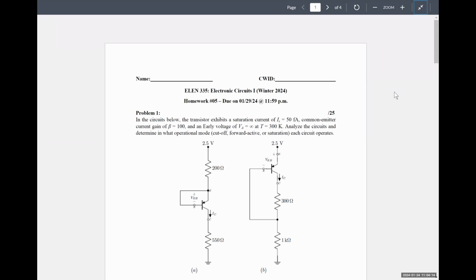And then if you compare VEC to VEB, if VEC is greater than VEB, it's in forward active. If VEC is less than VEB, it's in saturation. We've gone through all those relationships. So you're just applying analysis to figure out what those voltages are. Should largely be KVL along the left-hand side, KVL down the right-hand side, solve for the quantities of interest.